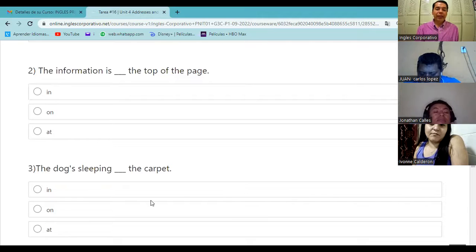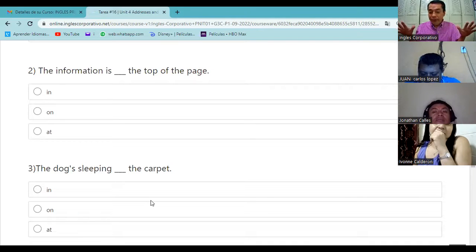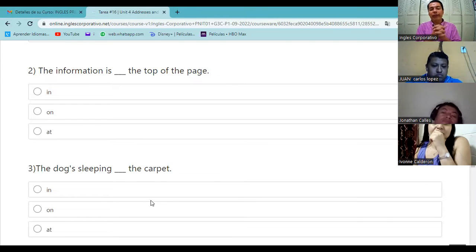Ok. The dog sleeping in, on, or at the carpet. ¿Qué es una carpet? Es una alfombra, ¿no? Vaya, entonces, ¿una alfombra entra como superficie, como un lugar encerrado o como un lugar específico? Superficie. Surface, right? Vaya, y ya les dije yo cuál se usa en la surface. Repito, no los puedo decir ahorita, pero ya más o menos ustedes se imaginan, ¿sí?